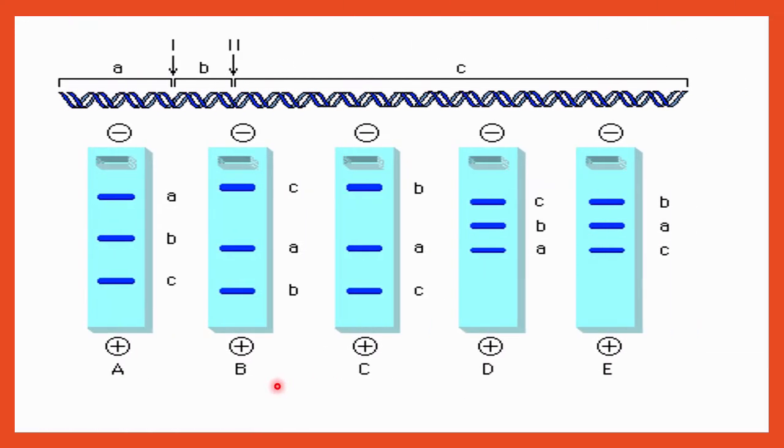Based on this, I am going to ask you one MCQ. Here in this diagram, you can see one DNA fragment. This is the DNA strand, and by using two restriction enzymes, we are cutting this DNA. We have cut from here.